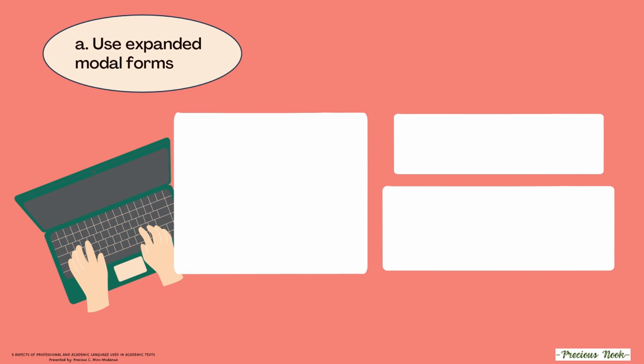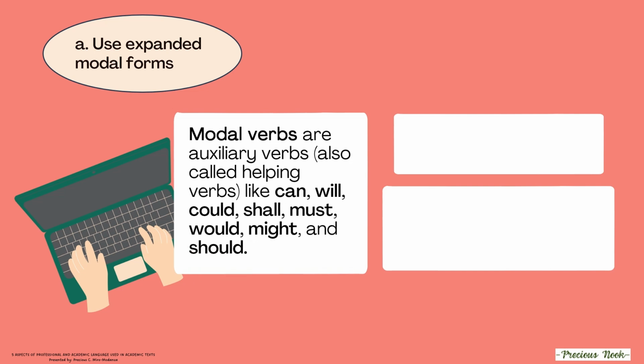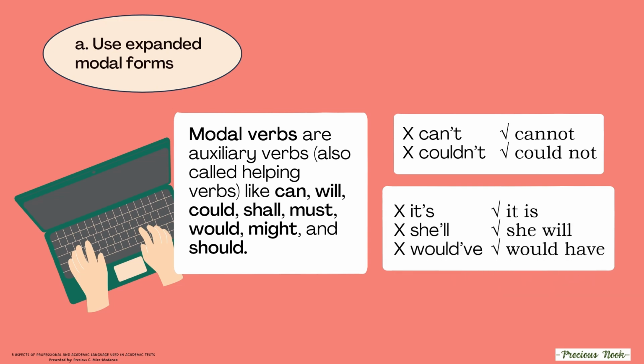Use expanded modal forms. Modal verbs are auxiliary verbs, also called helping verbs. Examples of these are can, will, could, shall, must, would, might, and should. When asked to use expanded modal forms, it means that we need to spell it out. So instead of writing can't, you write cannot. Instead of using couldn't, you use could not. Instead of saying it's, you write it is. Instead of shan't, you write shall not. And instead of using would've, you write would have.